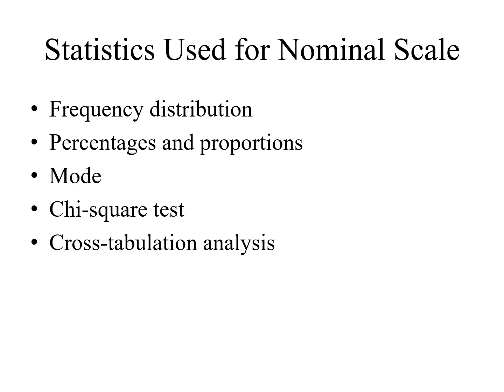Statistics used for nominal scale. Because nominal data only represents categories, statistical analysis is limited. Researchers usually use frequency distribution, percentages, and proportions, mode (the most frequent value), chi-square tests, and cross-tabulation analysis. These techniques help analyze relationships between categorical variables.